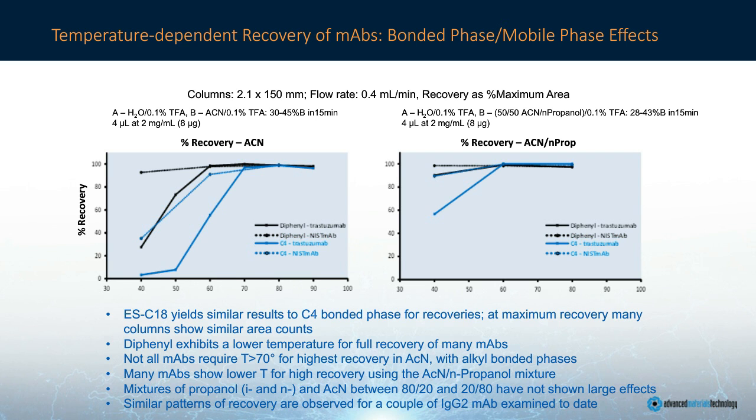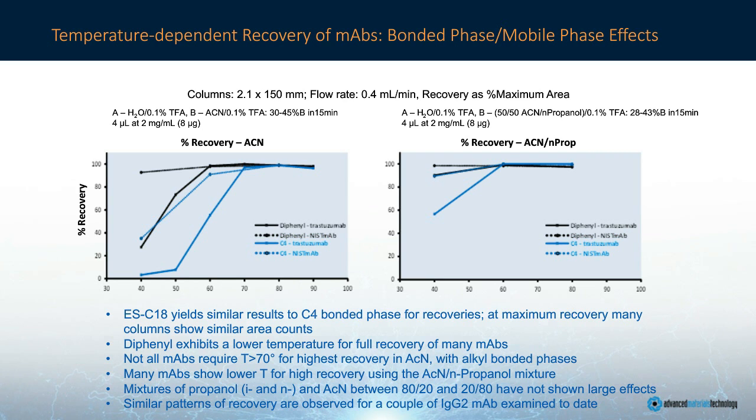However, if you adjust the mobile phase to an acetonitrile and propanol mixture, you're able to gain back some of that protein loss that you saw and recover more of your protein off the column in each analysis. The panel at the right shows that your recovery does tick up even at lower temperature. In particular, I'd like to point your attention to the diphenyl performance at lower temperature, which seems to have a slight advantage over the C4 in this case.